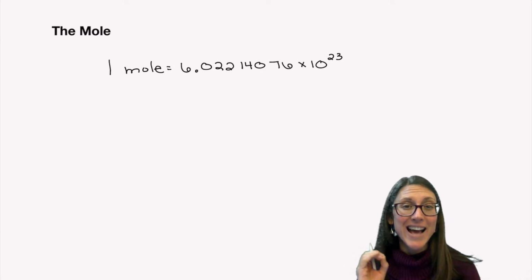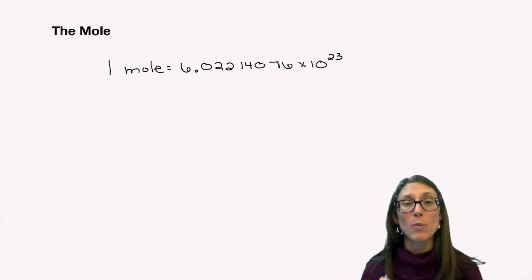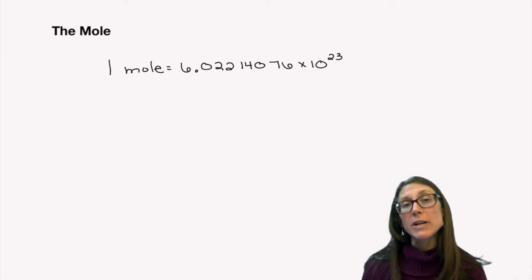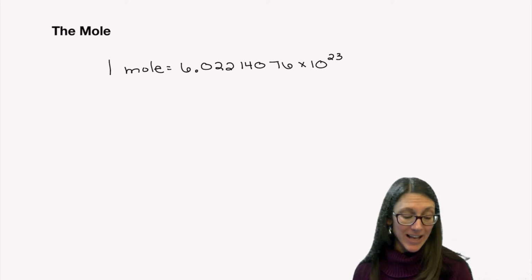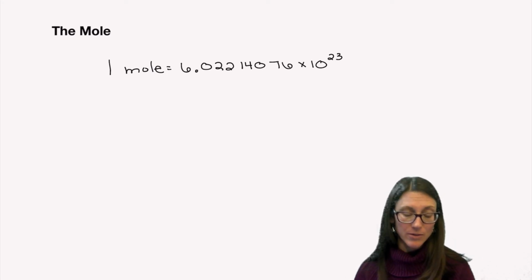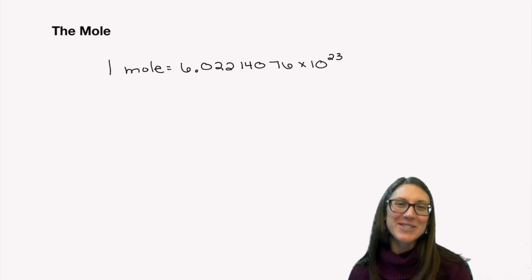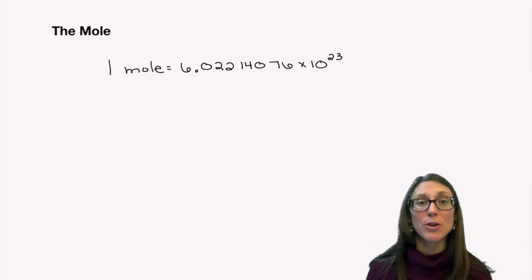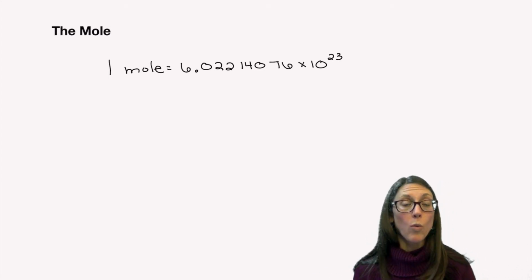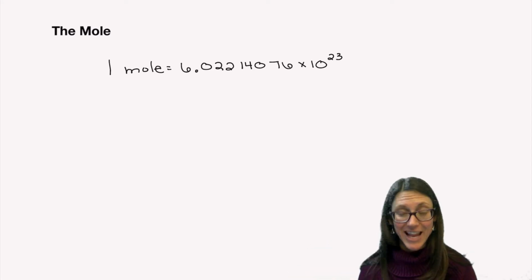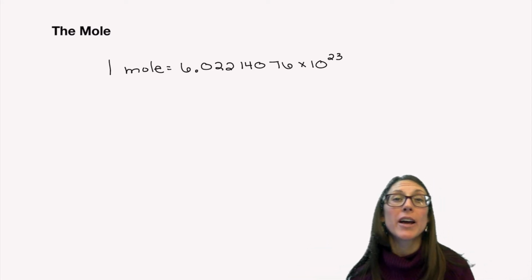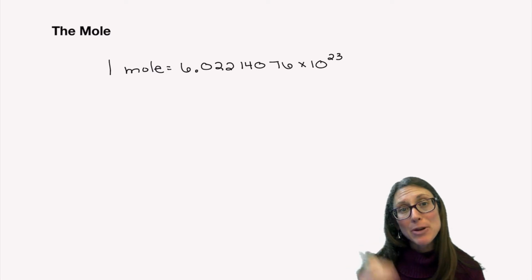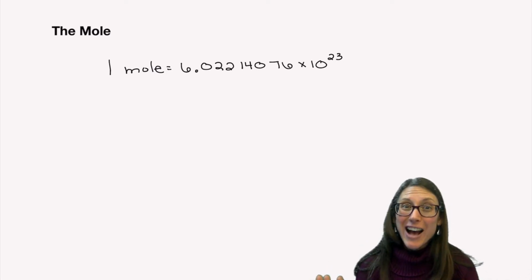This is exactly how many particles are in 1 mole of anything, which means that if I had 1 mole of carbon atoms, I would have exactly 6.022140076 times 10 to the 23rd particles. If I had 1 mole of gold atoms, same number. If I had 1 mole of carbon dioxide molecules, same number of particles. I could have 1 mole of anything.